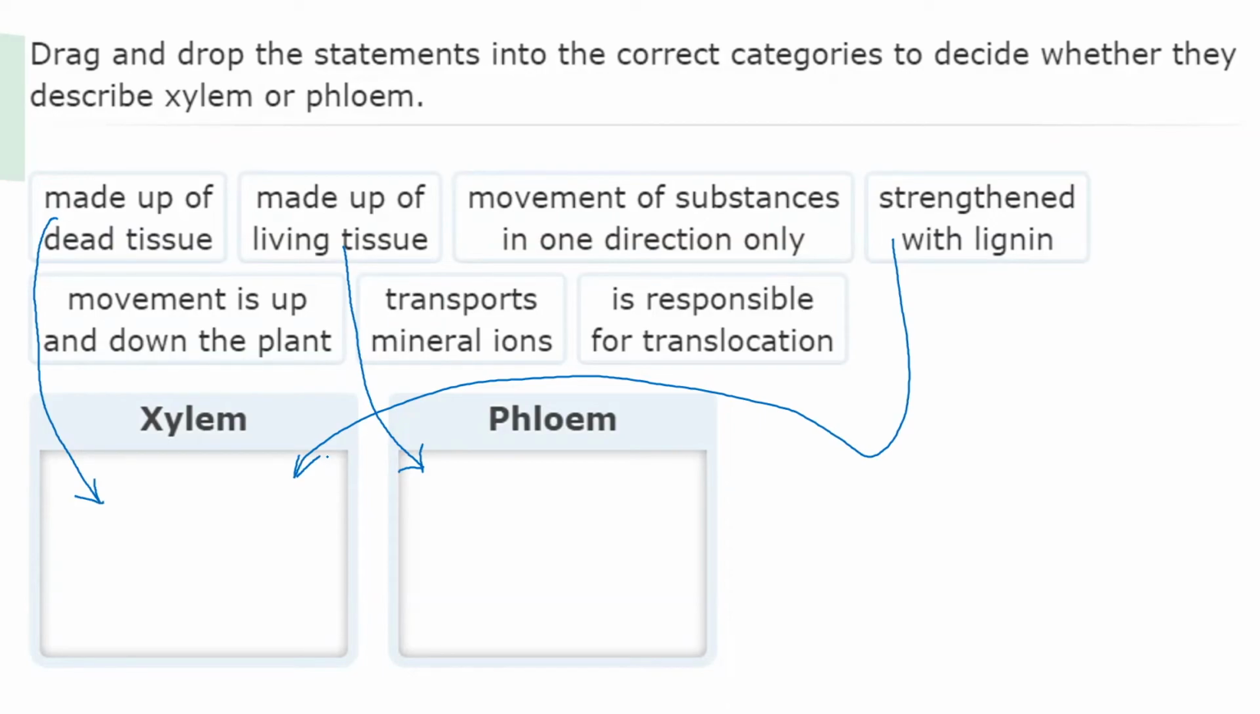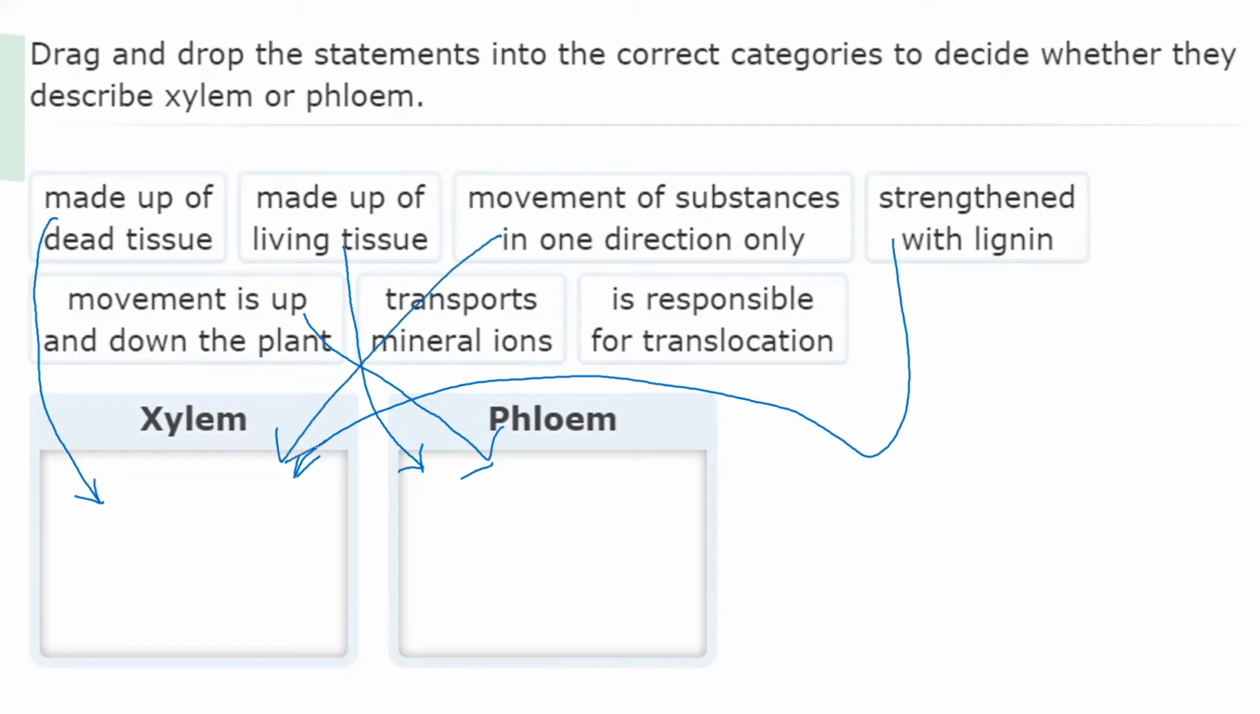So movement is up and down the plant. If you think about it, the phloem is up and down, because we need to transport sugars everywhere. So one direction only must be the xylem.